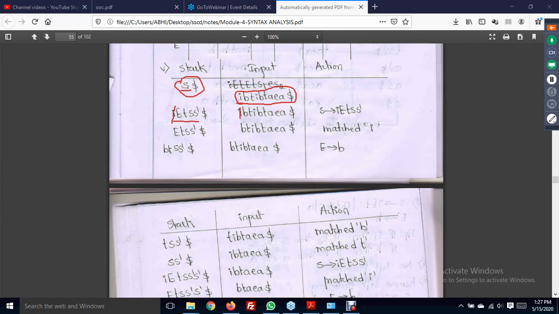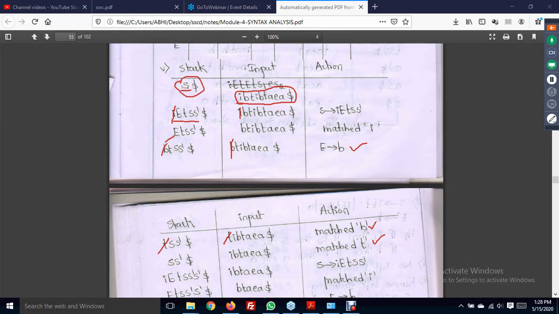The next thing is, can I move from E to B? Of course, I have a production, E tends to B. So E is becoming B. Ultimately, B and B will be popped off because it has been matched. Remaining is T S S dash dollar, and the remaining input is TIB TA EA. So here T and T, are they matching? Yes. Pop the contents of T, it has been matched. So S S dash dollar, and IB TA EA dollar is my input.